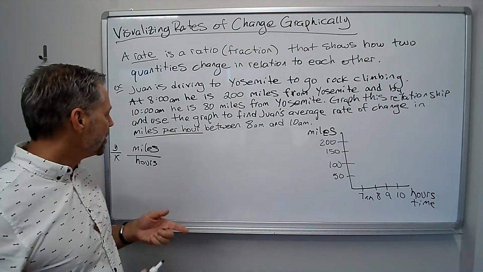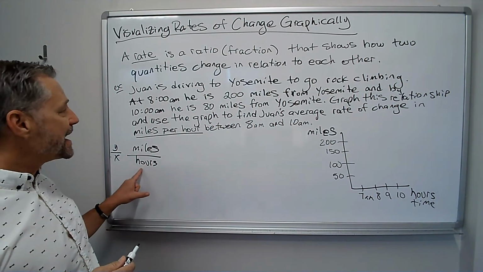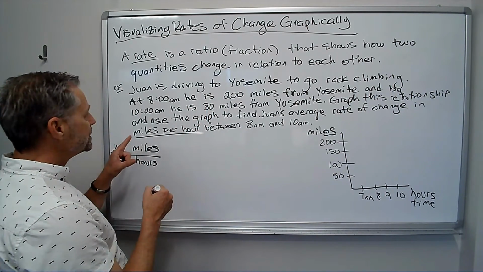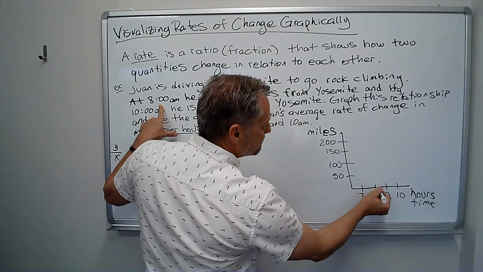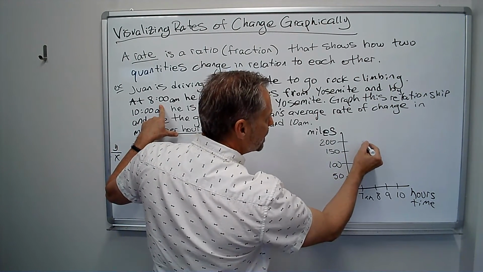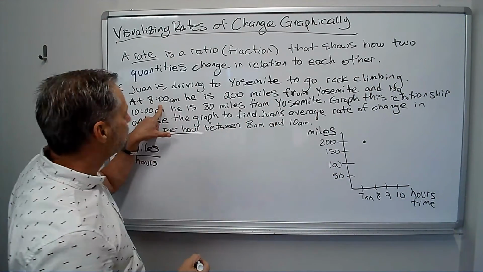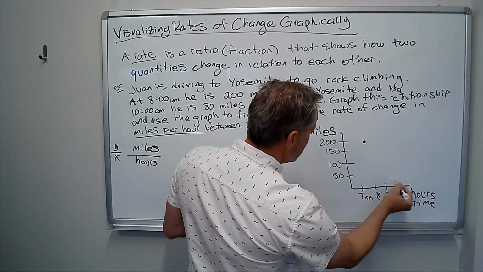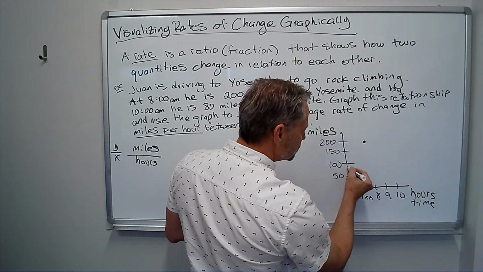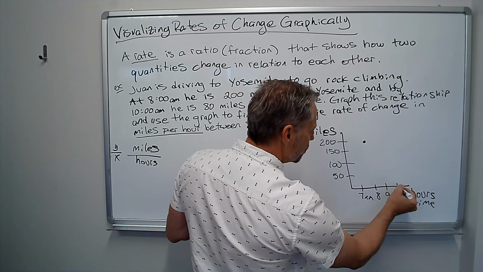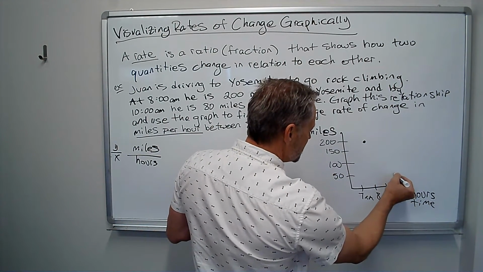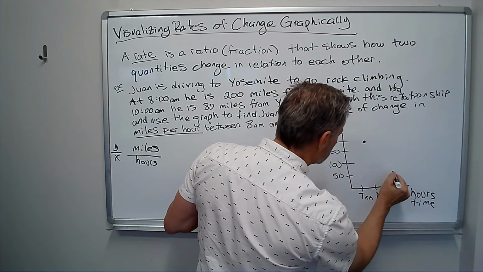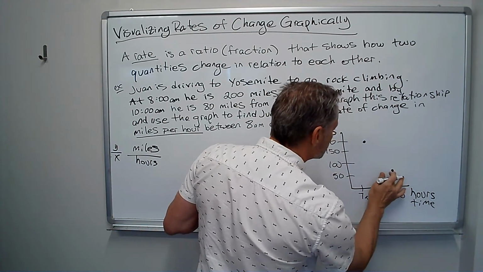Okay, now I can draw the graph. So let's see. I've got my hours. I go from 8 a.m. to 10 a.m. So at 8 a.m., I'm 200 miles away. At 10 a.m., I'm 80 miles away. So at 10 a.m., I'm on like 80. So, somewhere between 50 and 100, a little bit more than halfway. Maybe there. That look about right? A little higher. My eyeballs are a little bit off.